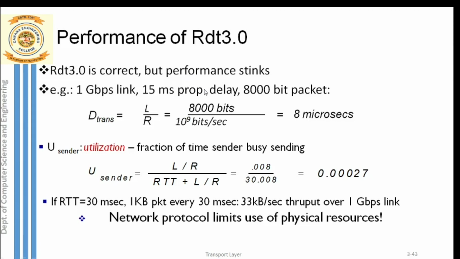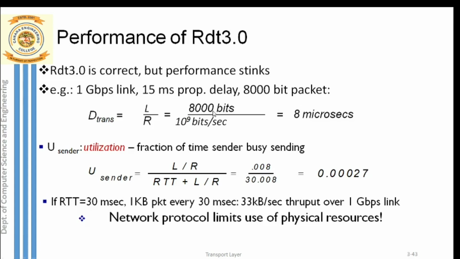So cross multiplication gives 8000 divided by 10 to the power 9. So the total time taken by this packet is 8000 bits by 10 to the power 9 bits per second. So how much is that? 8 microseconds is the time taken by this packet to transmit over the link whose capacity is 1 gigabit per second.